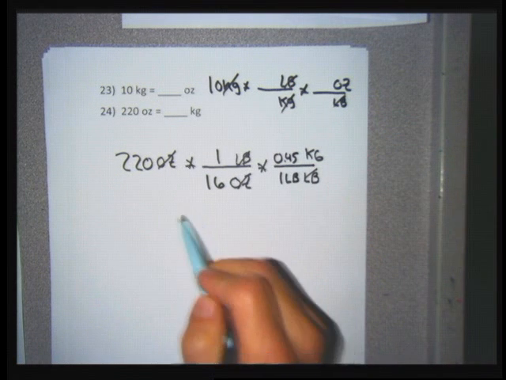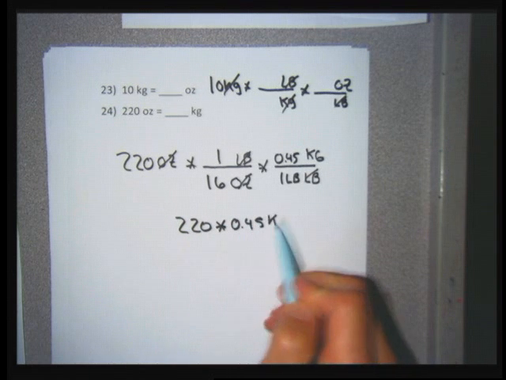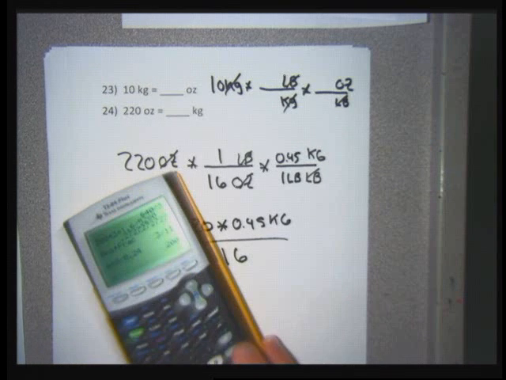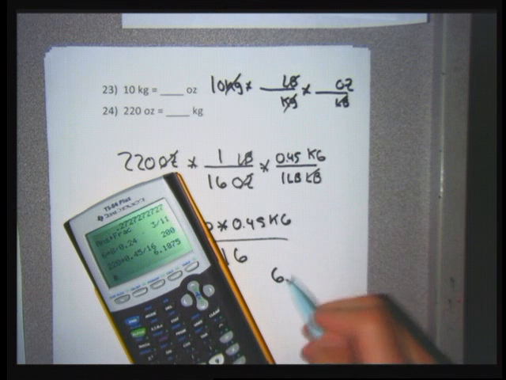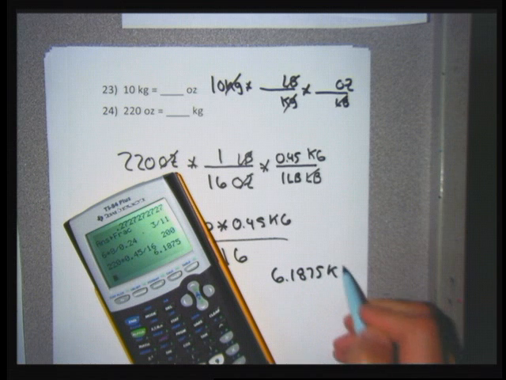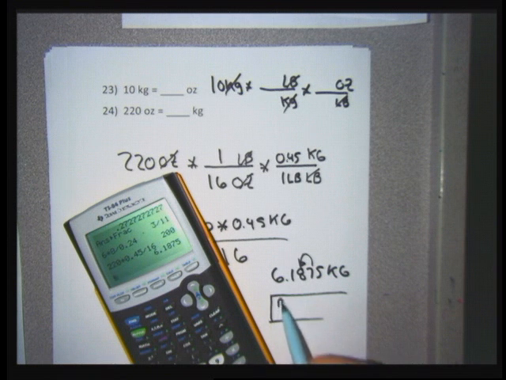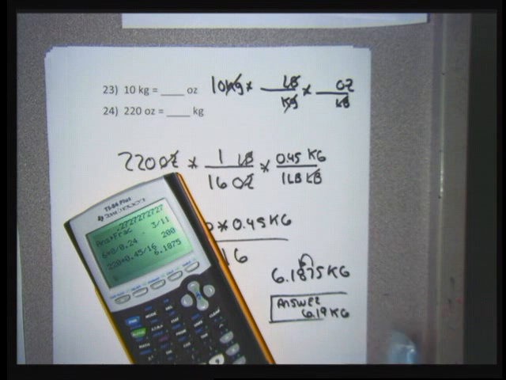So mathematically for me, I'm going to have to go 220 times 0.45 kilograms over 16. And so it's just 220 times 0.45 divided by 16. And I get 6.1875 kilograms. It says to round to 2 decimals, so I'm going to round that to 9 because the number after the 8 is big enough to cause me to round it up. So my answer for problem 24 is 6.19. I always need units in this section. If you don't put units, you'll definitely lose some points.